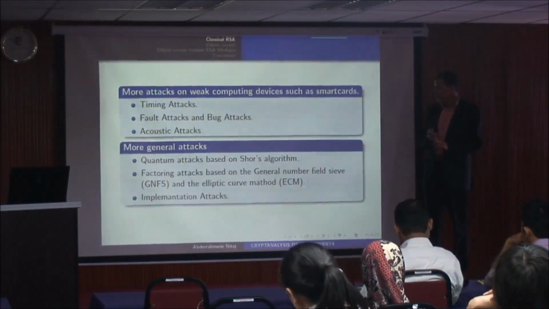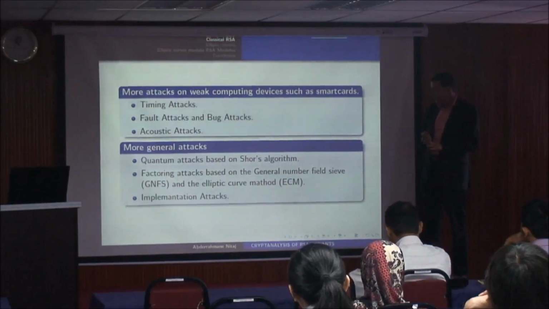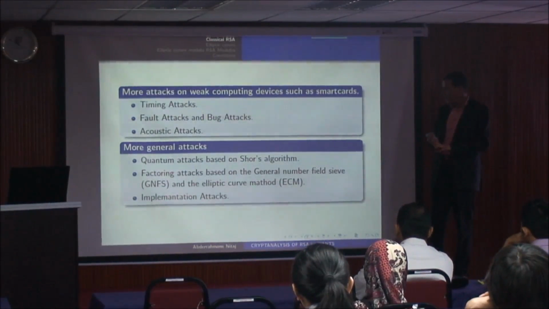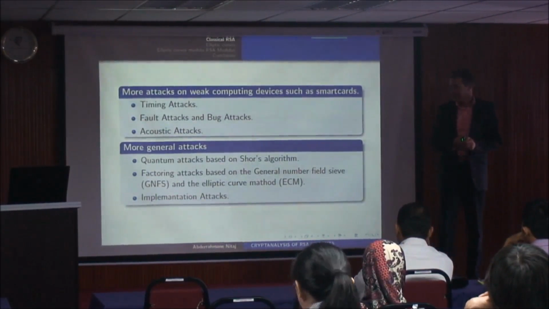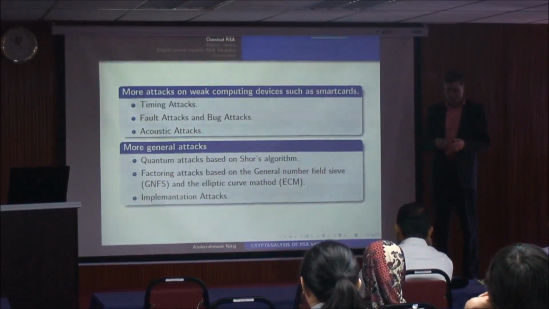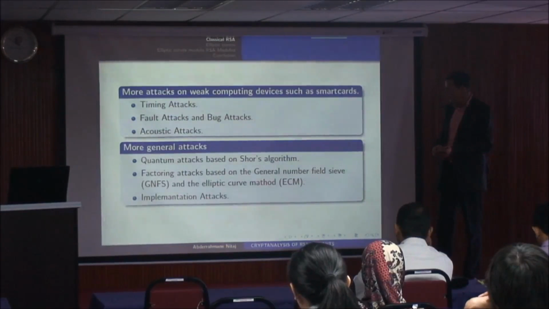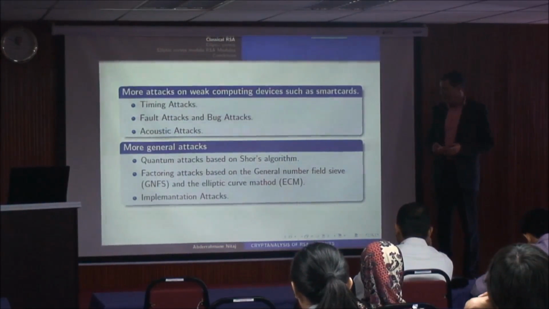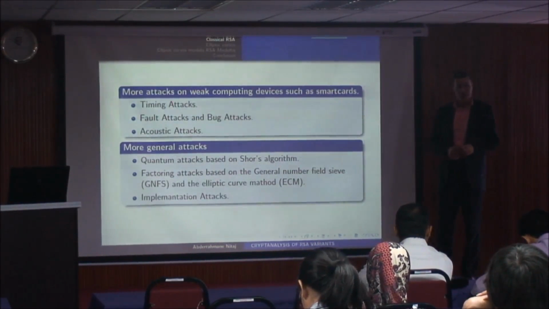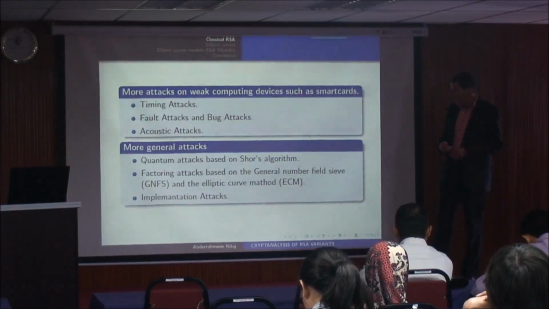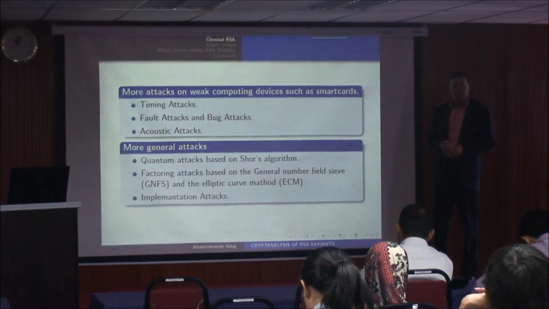Also, there are some other kinds of attacks called implementation attacks. That means that if the crypto designer makes some mistakes in implementing RSA, then an attacker can use the implementation to find the values of P and Q and then break the RSA system.